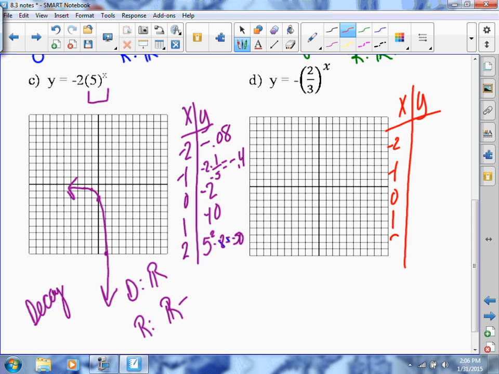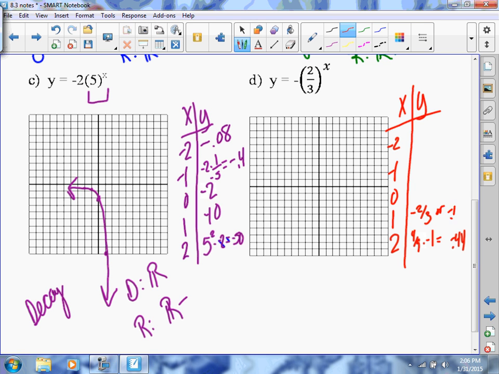So let me start with the 2 down here. I'll have 2 squared and 3 squared, so that will be 4 over 9. But then I have to multiply it by a negative 1, so it's negative 4 over 9. And then I'm going to divide that out and just make it a decimal, negative 0.44. Okay, 2/3 to the first power is just going to be 2/3, but then it's going to be negative, so that'll be negative 2/3 or negative 0.67.